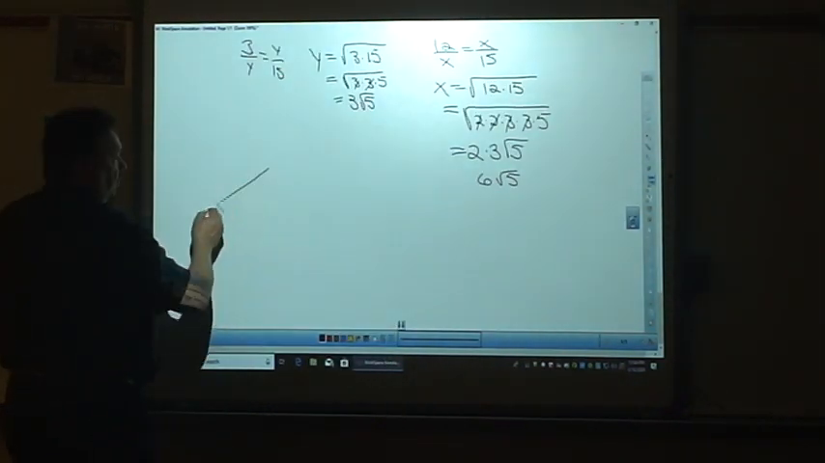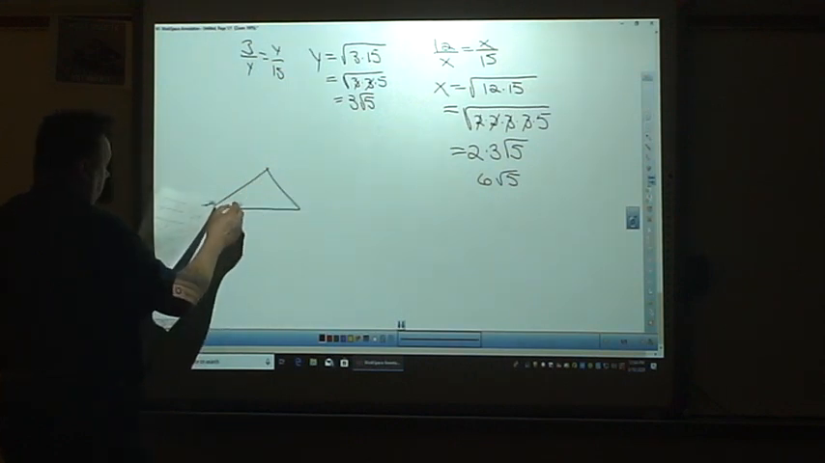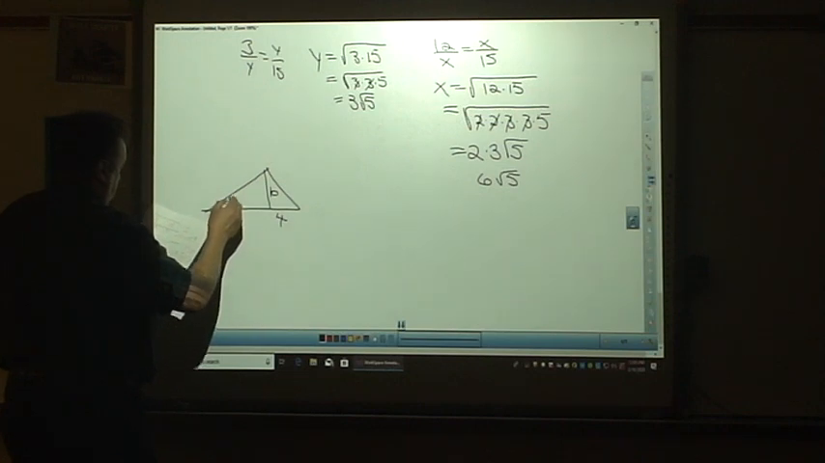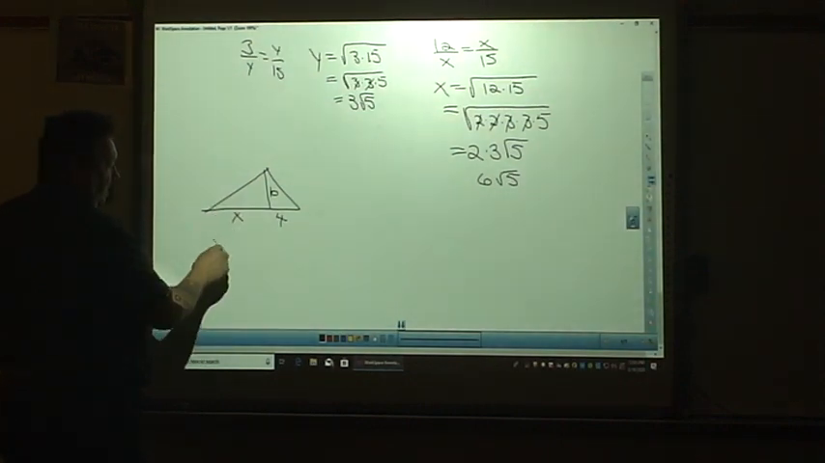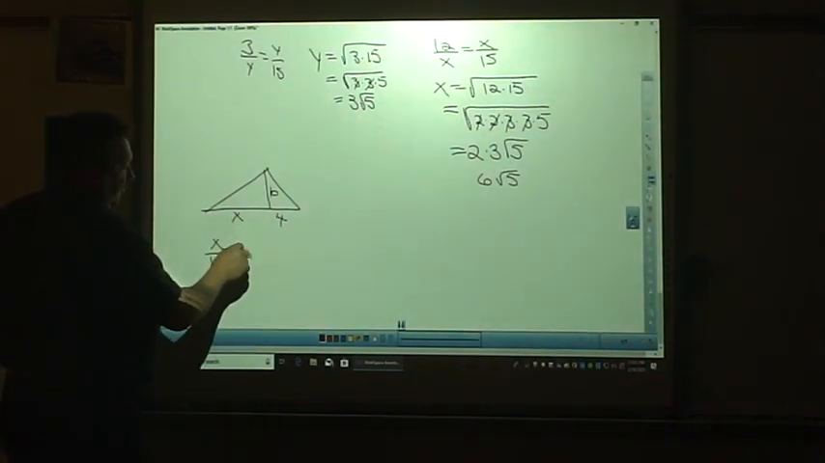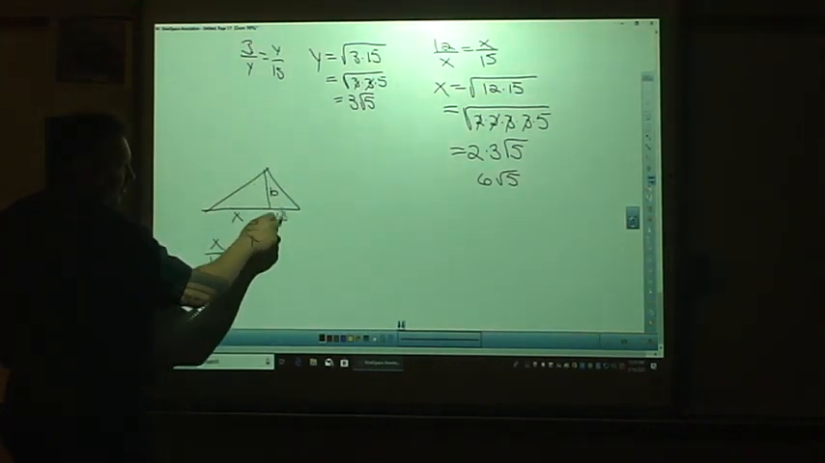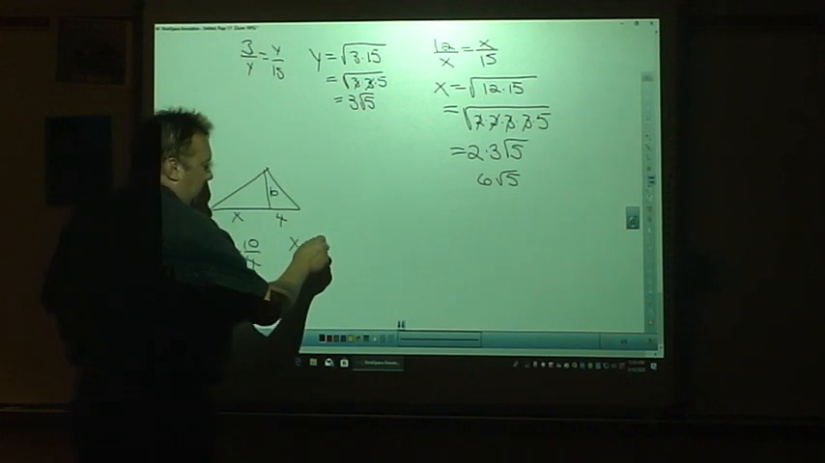43, make it look like your pictures that we're used to. 4, 10, x. X over 10 equals 10 over 4. That over altitude equals altitude of the other part. X equals 25.